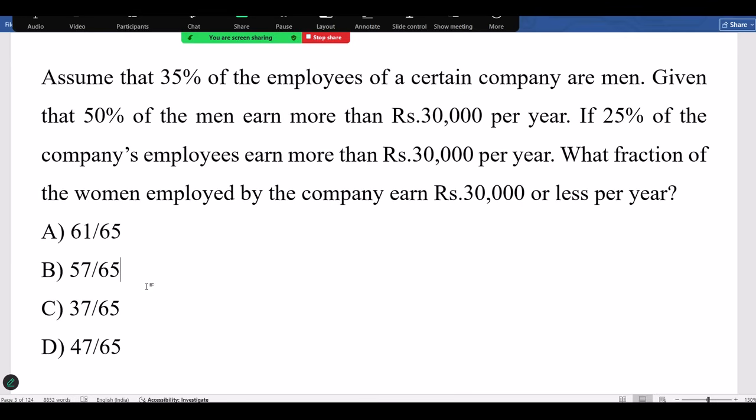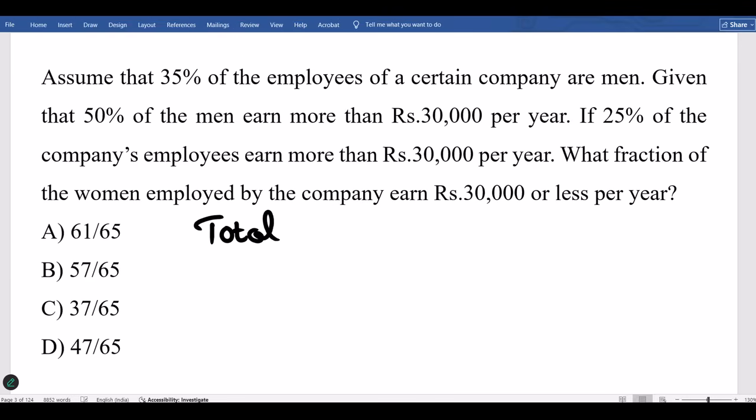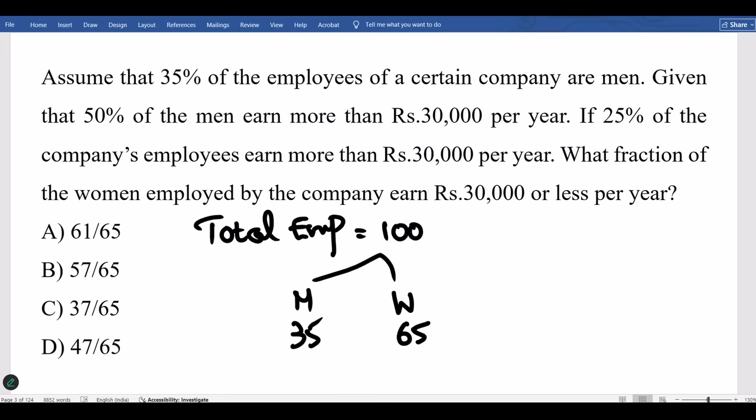So what is the answer? 35% of the employees of a certain company are men. 50% of the men earn more than 30,000 per year. If 25% of the company employees earn more than 30,000 per year. Total employees is not given, so let it be equal to 100. You can assume. Then men are 35, women are 65. That is why it is divided by 65 here.